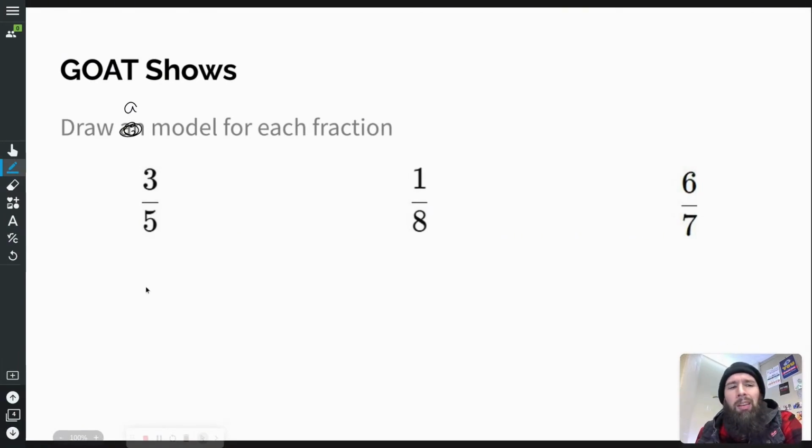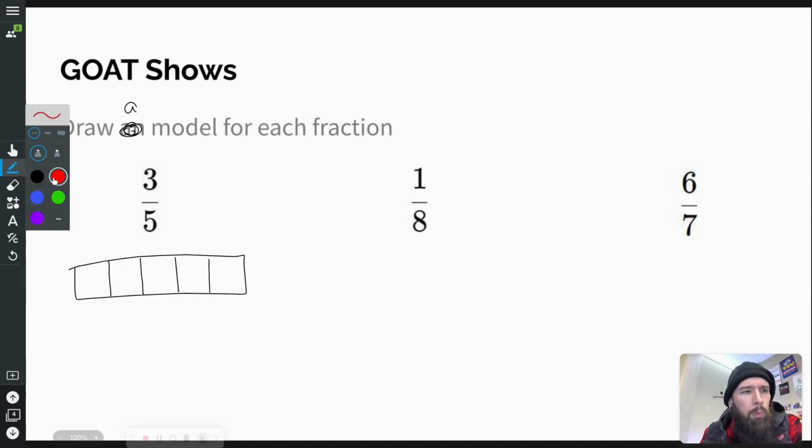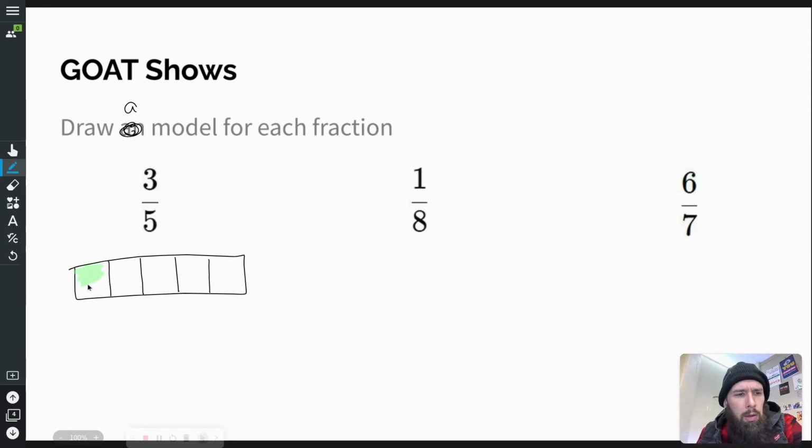So I'm going to create something that has 5 equal size things. So let's do this. Let's make a rectangle, and hopefully I can draw this out right. 1, 2, 3, 4, 5. I'm okay with that. I'm not an artist. You'll learn that really quickly. But I'm okay with the picture that I drew. Let's color 1, 2, 3 of those. So 1, 2, 3.